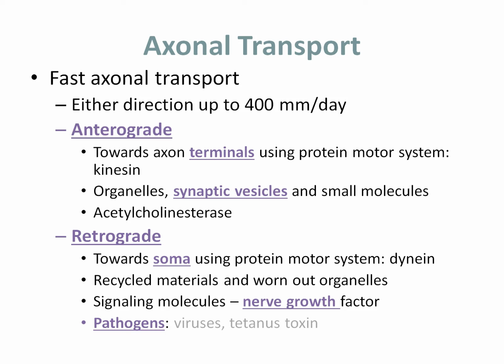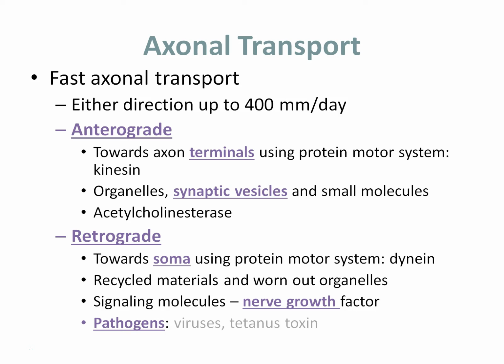Fast axonal transport goes either direction up to 400 millimeters per day. Anterograde is toward the axon terminals using a protein motor system called kinesin. Organelles, synaptic vesicles, and small molecules are carried through fast anterograde transport. Acetylcholinesterase, the enzyme that breaks down acetylcholine, is also carried via anterograde fast axonal transport.